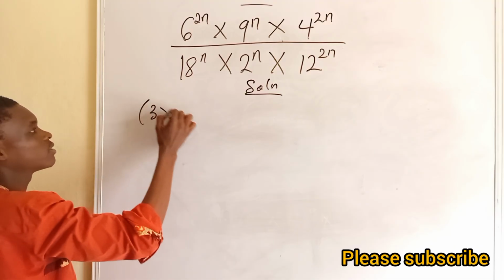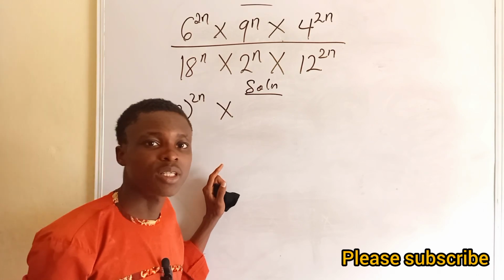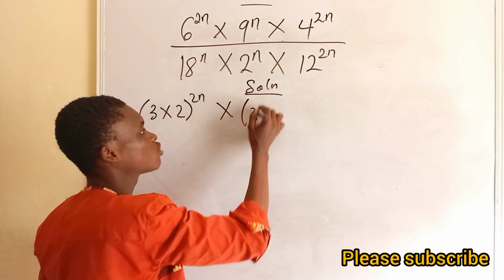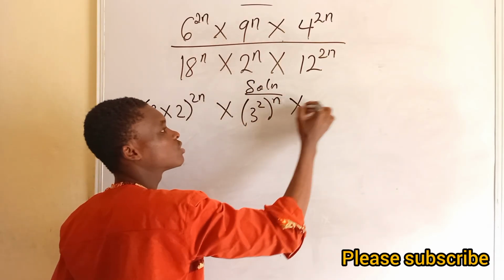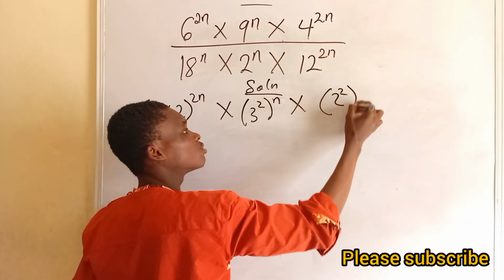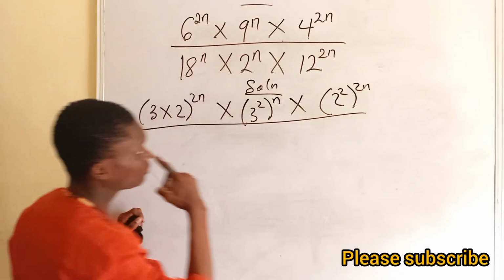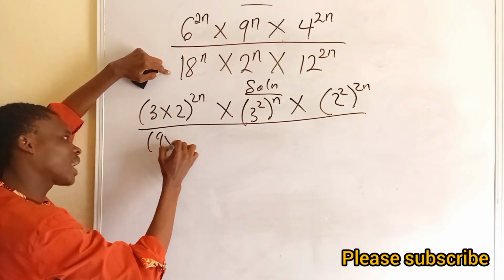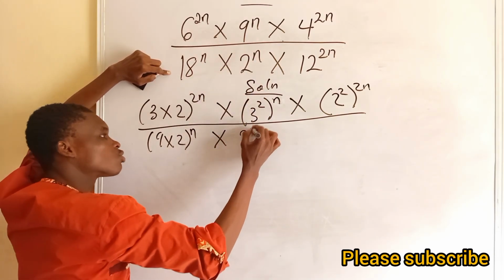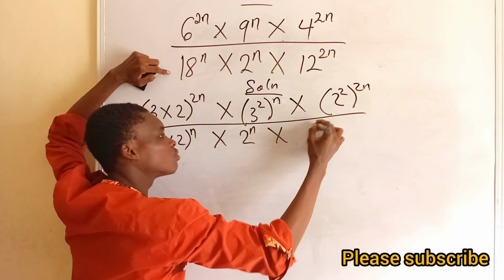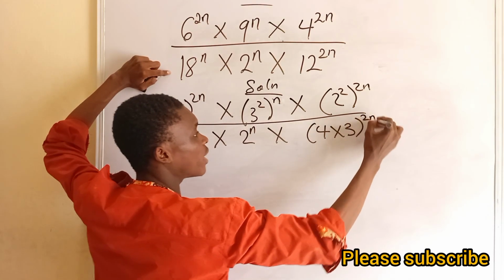So this is just 3 times 2 raised to the power of 2n times, we know that 9 here can be written as 3 to the power 2, which is 9. So this is 3 to the power 2 raised to the power of n, times, we know 4 here can be written as 2 to the power 2 raised to the power of 2n, right? All right, so let's proceed. Divided by this, we know 18 can be written as 9 times 2, which is 18 raised to the power of n times, there's nothing we can do here, we leave it like that, 2 to the power n times this, which is 4 times 3 raised to the power of 2n.